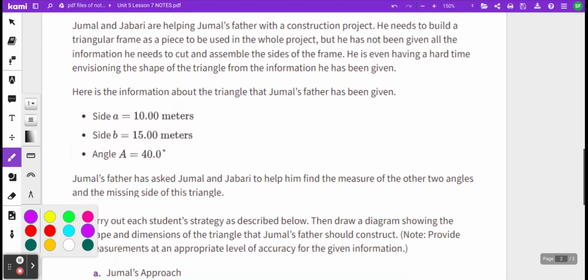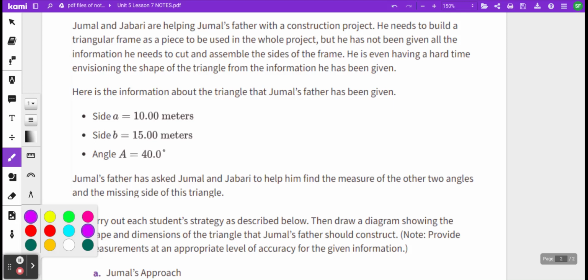All right, so Jamal and Jabari are helping Jamal's father with a construction project. He's going to be building a triangular frame as a piece to be used in a whole project, but he has not been given all the information he needs to cut and assemble the sides of the frame. He is even having a hard time envisioning the shape of the triangle from the information given. And then here we can see the information.